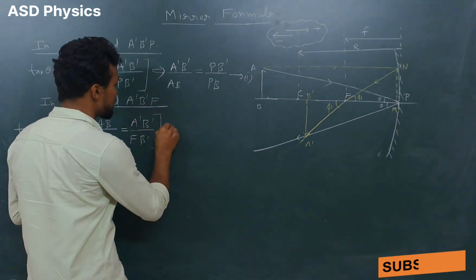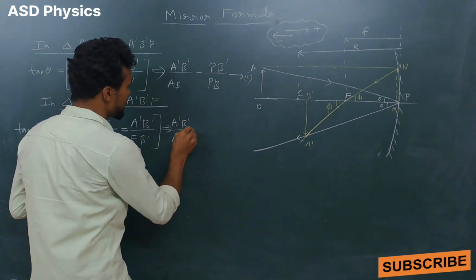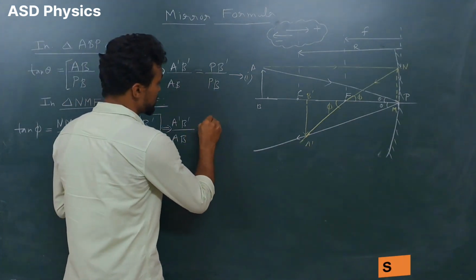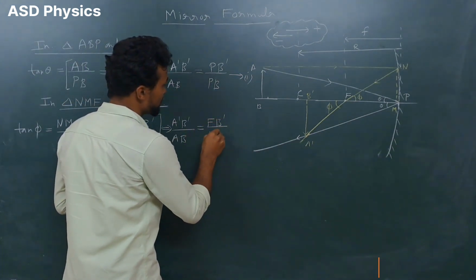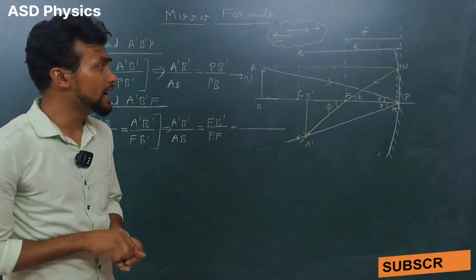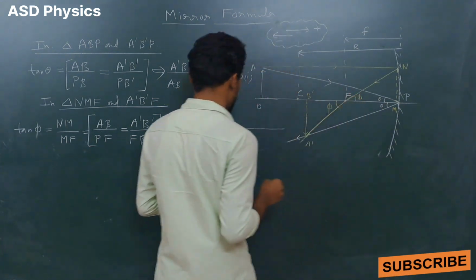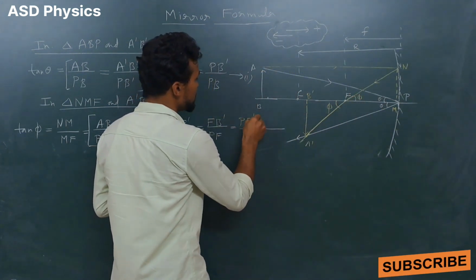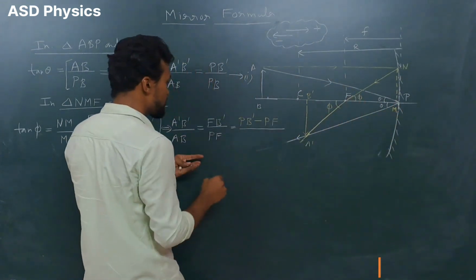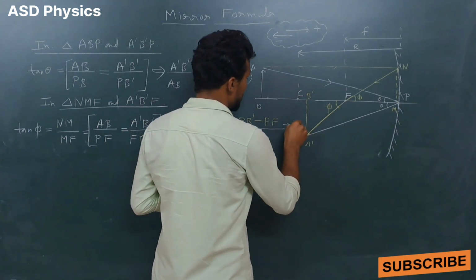After that, again, I can write A'B' by AB. What will come? It will come FB' by PF. Can you check please? FB' by PF. Now here we can see this FB' is given by PB' minus PF. See here please, PB' minus PF, divided by PF. And this one I take as equation 2.